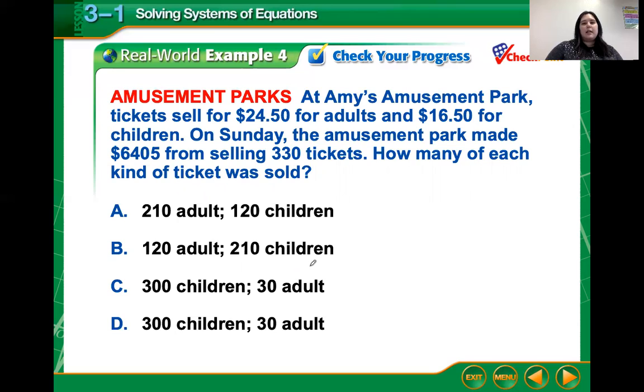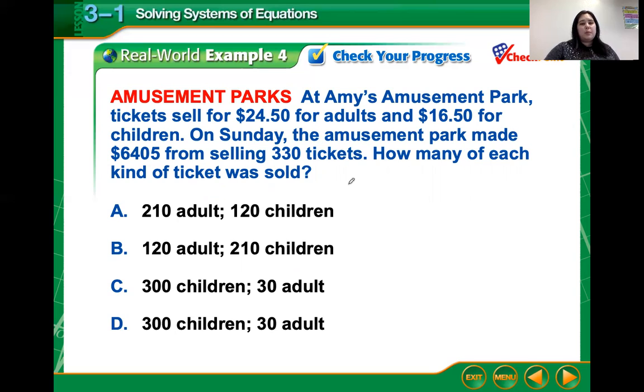All right, so let's take a look here. We have at Amy's Restaurant Amusement Park, tickets sell for $24.50 for adults and $16.50 for children. On Sunday, the park made $6,405 from selling 330 tickets. How many from each kind of ticket were sold?